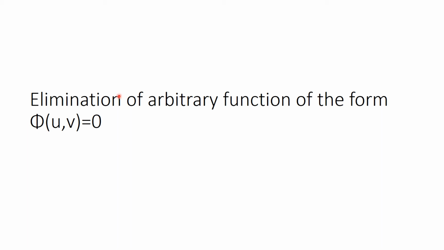So that is elimination of arbitrary function of the form phi of u comma v equal to 0. In the previous class we have studied elimination of arbitrary function. Whatever function was given, we had to eliminate that function. But here you have a particular form, that is phi of u comma v equal to 0. If you have a function of this form, then you have to eliminate the function from a given equation.